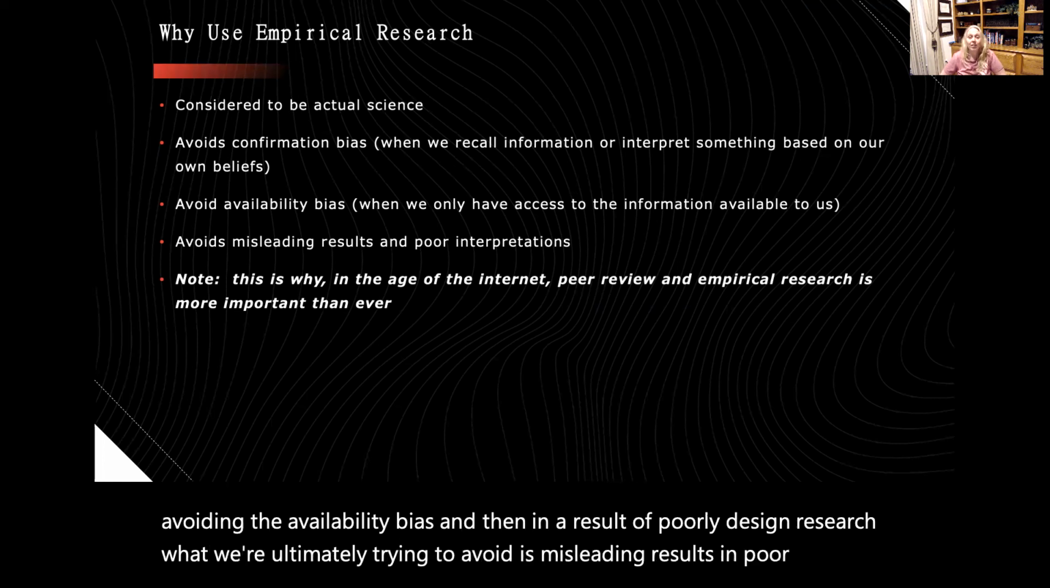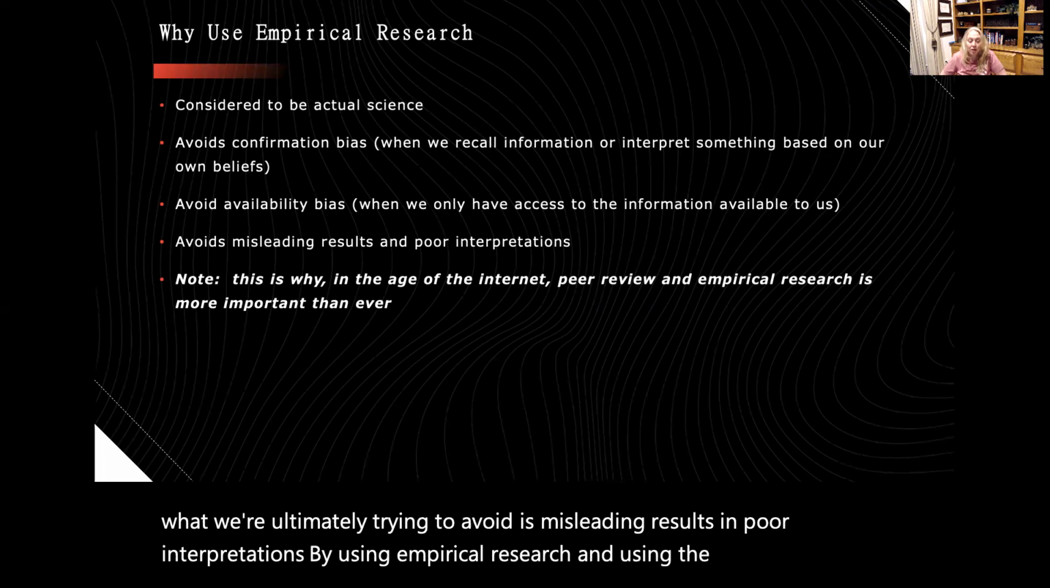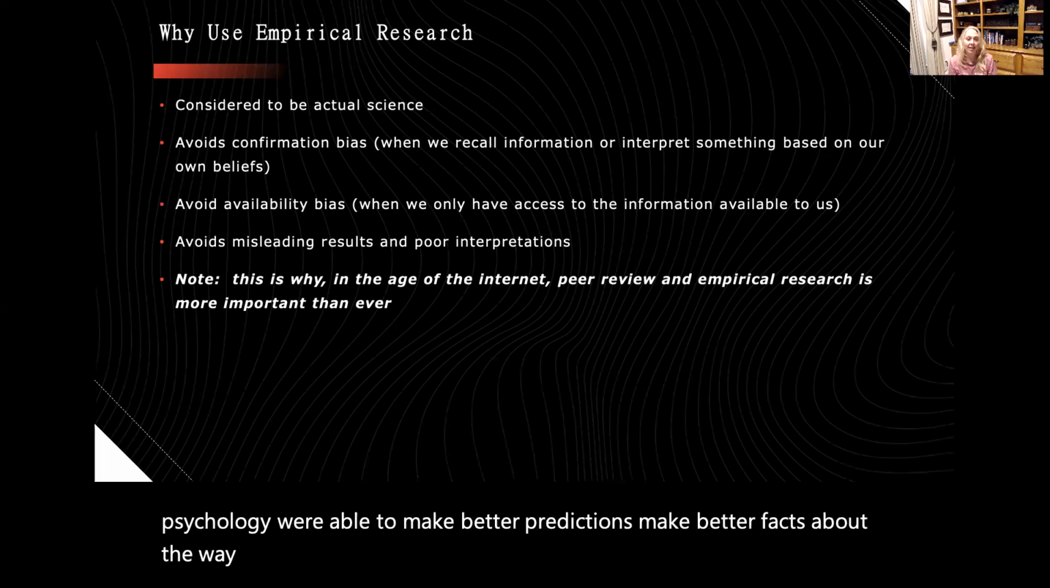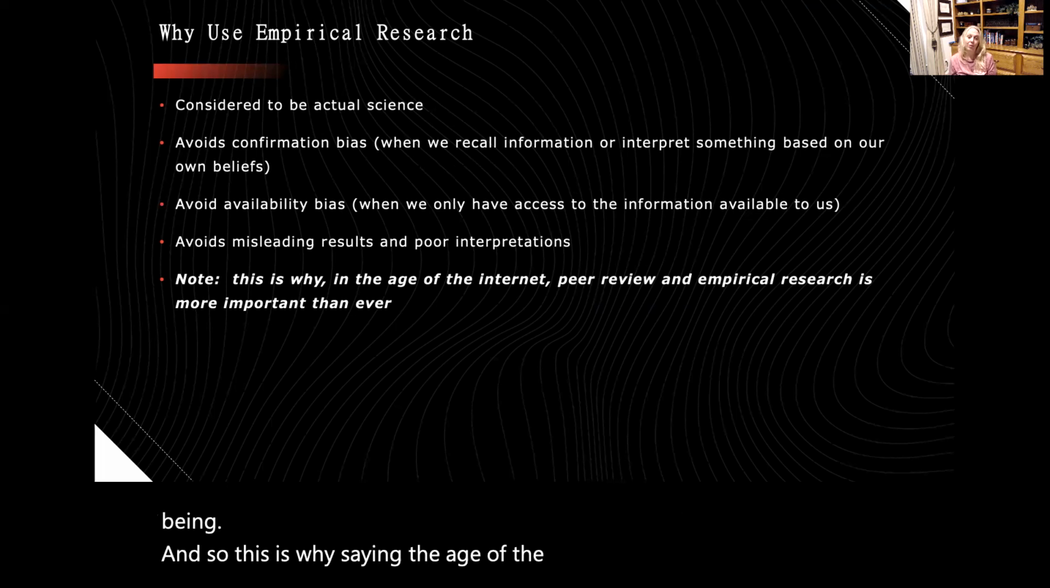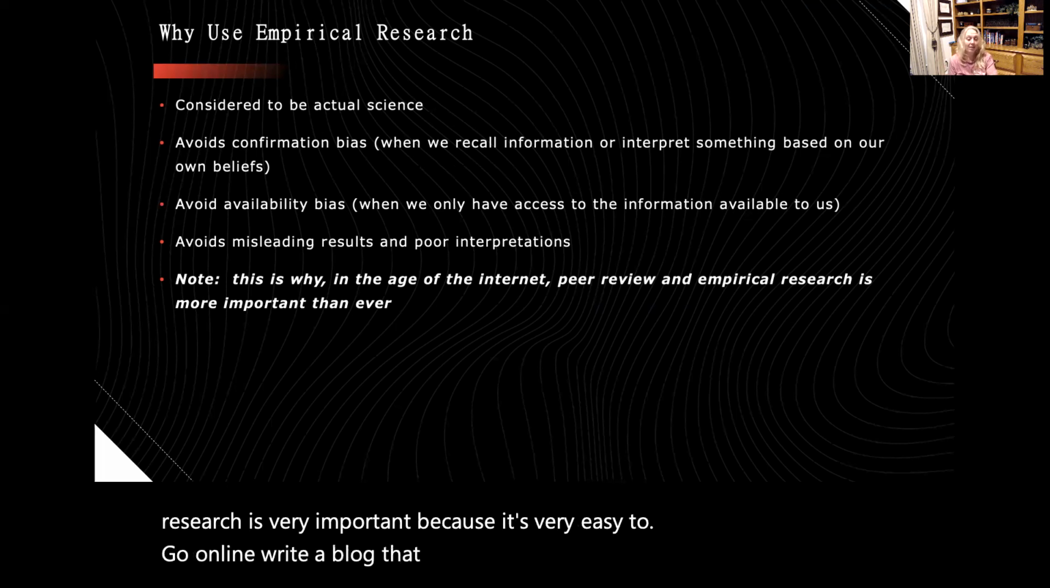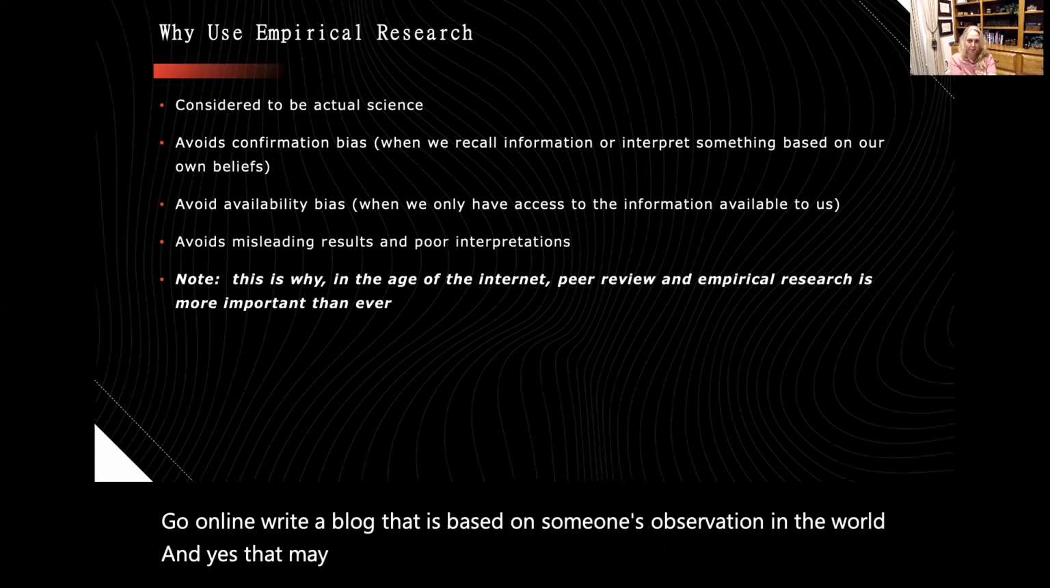By using empirical research and using the science of psychology, we're able to make better predictions, make better facts about the way that we believe the scientific approach to the human condition to be. And so this is why, in the age of the internet, peer review and empirical research is very important, because it's very easy to go online and write a blog that is based on someone's observation of the world. And yes, that may resonate, but is it scientifically proven? Is it science because somebody writes it down?